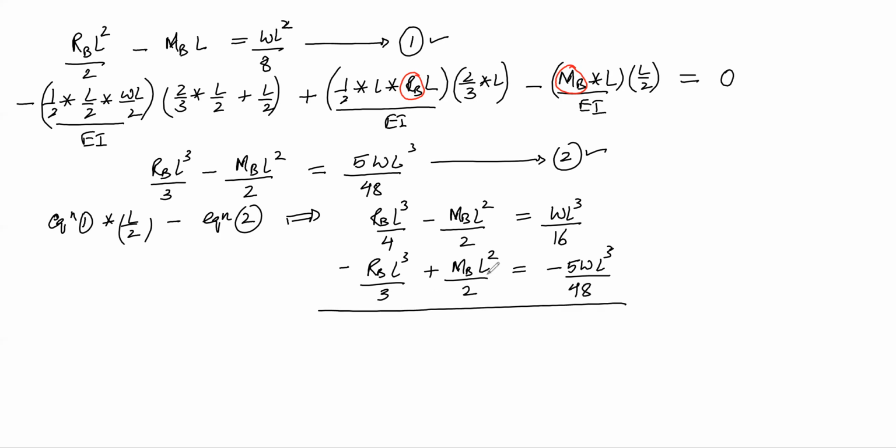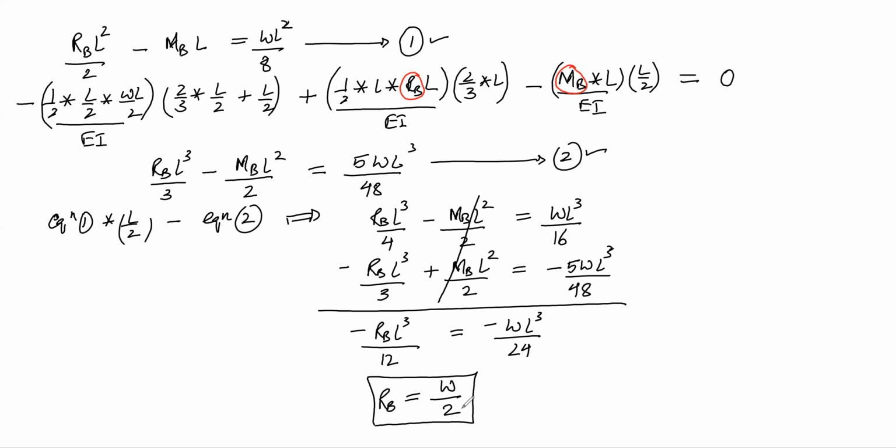So if we solve these two equations, this term will get cancelled and we will be left with minus RB L cube divided by 12 is equal to minus WL cube by 24. So here the only unknown is RB, so you can solve for RB, and RB is calculated as W by 2. And once you have the value of RB, you can substitute it back either in equation 1 or equation 2, and you can calculate the value of MB.